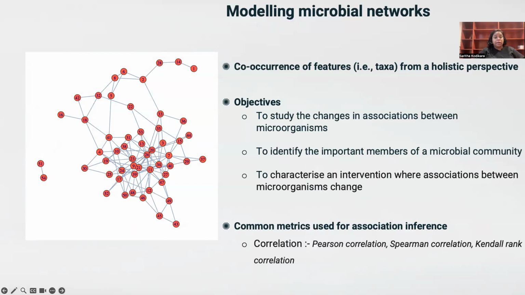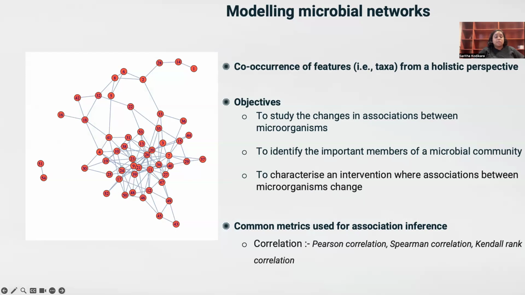So in longitudinal microbiome, the objectives of getting these networks are to understand these associations between different microorganisms, and also to identify the important members of a microbial community. So you want to identify which taxa or microbes are highly connected with other taxa. And also we want to see, if interventions such as an antibiotic or a dietary change happen in these individuals, how these associations or connections between taxa change. These kinds of objectives are the main reason that we want to infer these microbial networks.